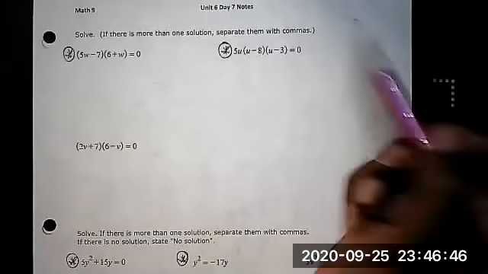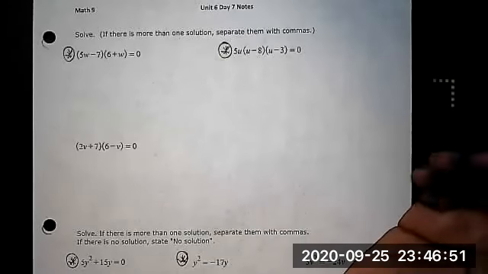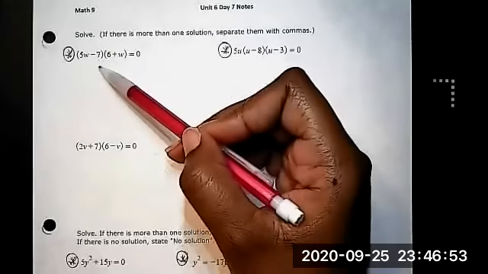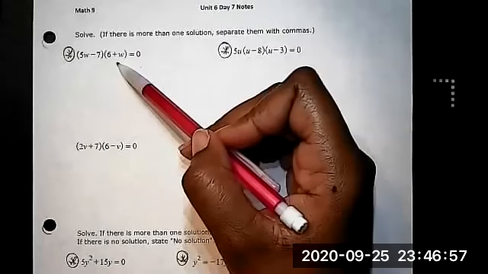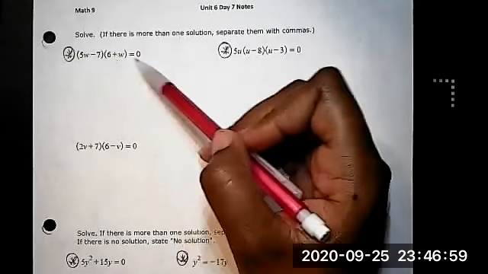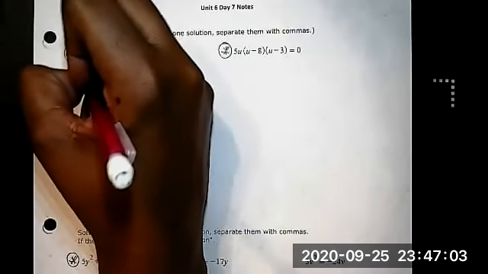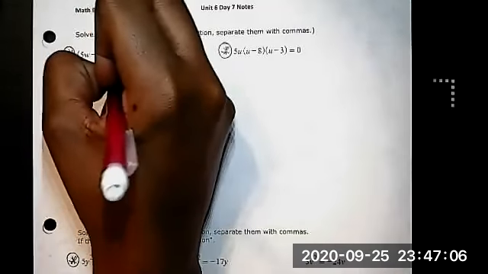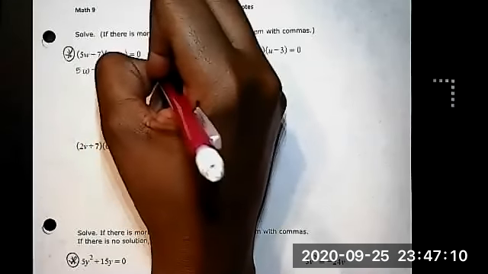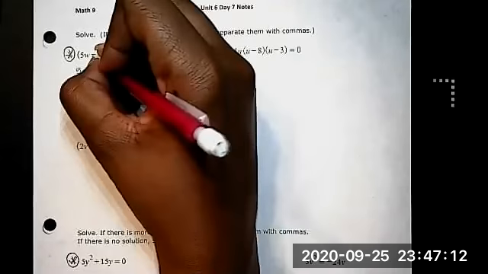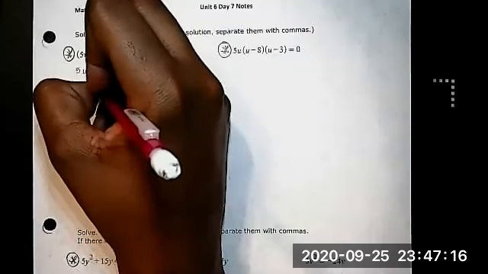It says solve. If there's more than one solution, you're going to separate them with commas. So I'll show you how to do this. This right here is an equation. And if they're already kind of factored for you, you're going to use the zero product property, which basically means that 5w minus 7 is going to be equal to 0, and 6 plus w is going to be equal to 0. So basically, I just set this one equal to 0 and set that one equal to 0. And now I'm going to solve it.